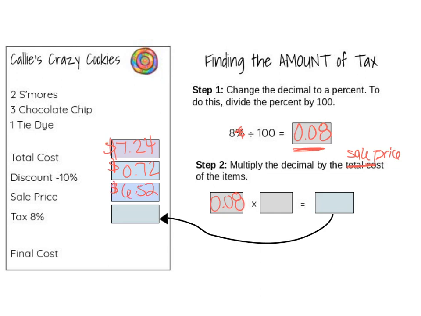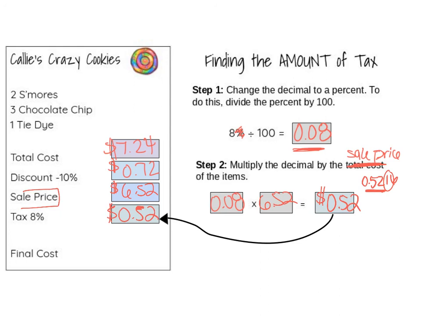So 0.08 times 652, because that is the sale price. It's listed right here. Multiplying it by the sale price, you should get 0.5216, but we're going to round that. So the 1 tells you to leave it alone. You end up with 0.52 or 52 cents. Again, this is not how much you're paying, because that would be ridiculous. You are paying extra in sales tax.